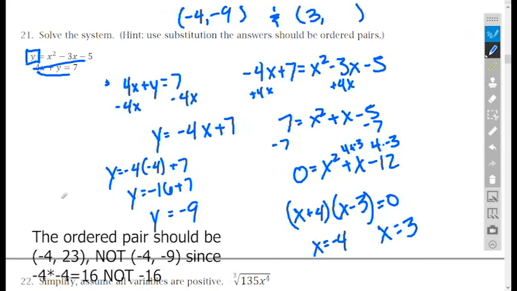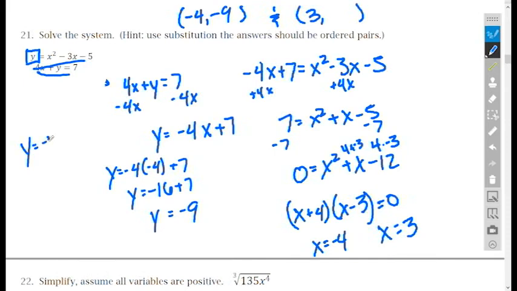And I'll plug in 3 into that one as well. So negative 4 times 3 plus 7. So negative 12 plus 7. So that's negative 5. So this one is negative 5. So those are my two solutions to this system.